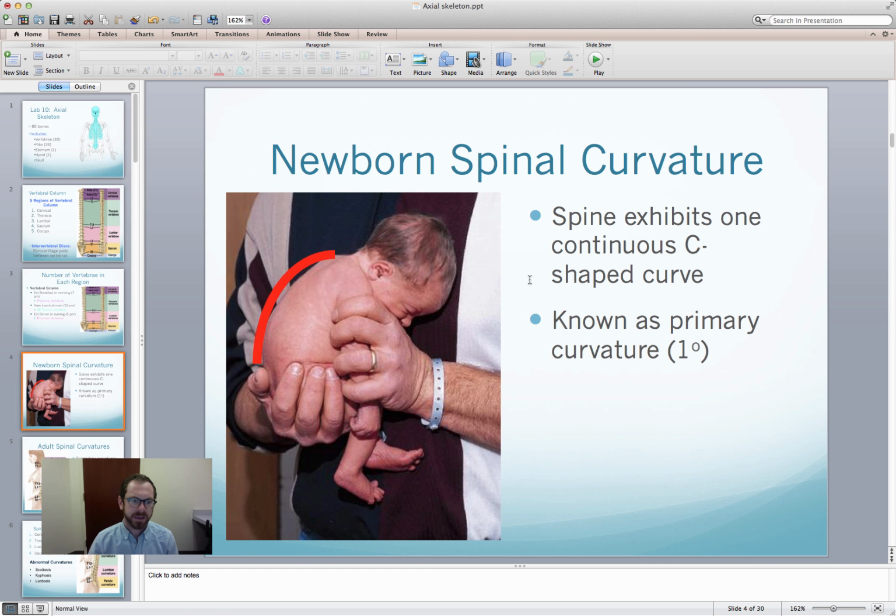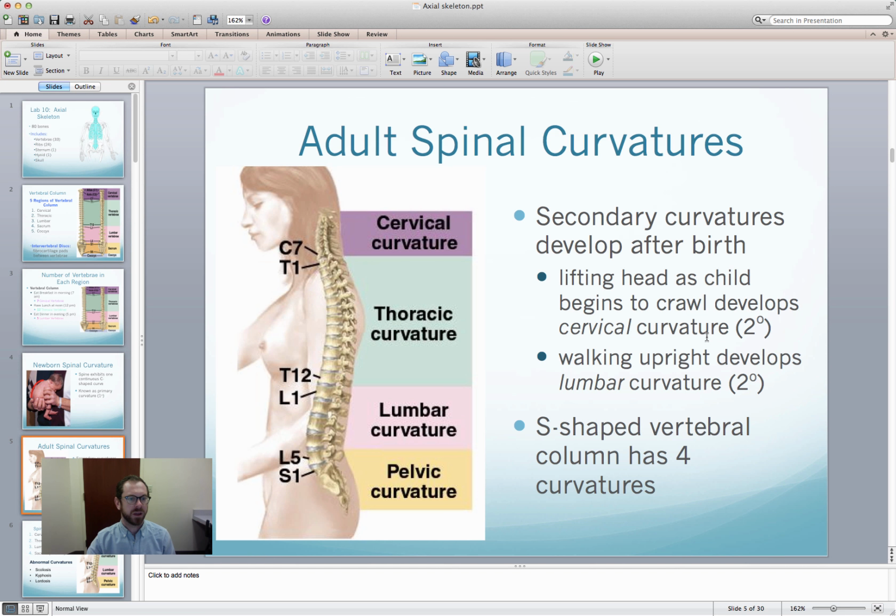The spine is naturally curved, and that curve changes throughout your life. When you're first born, you have this very pronounced C-shaped curve, and we call this the primary curvature, and that's about a 1-degree curve. But then that curve changes and develops as you age. And then each region is going to take on a different type of curvature when you become an adult.